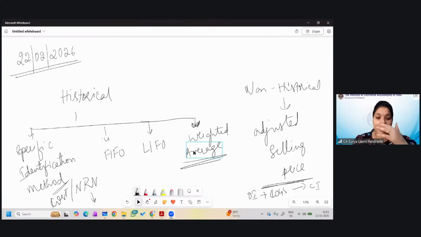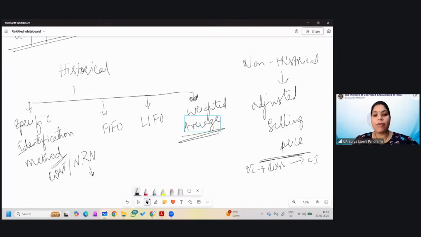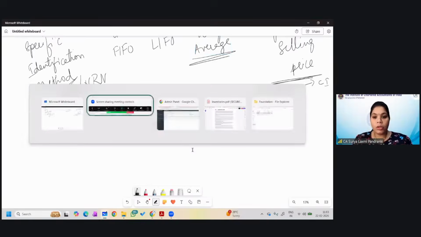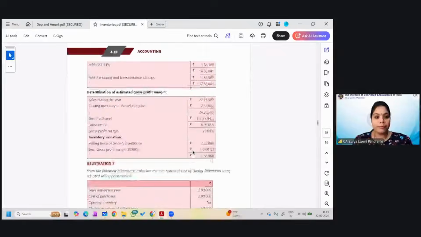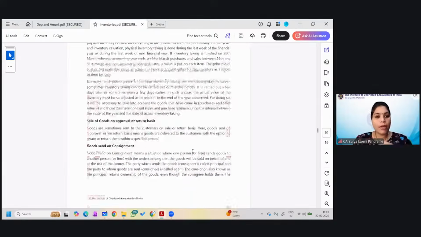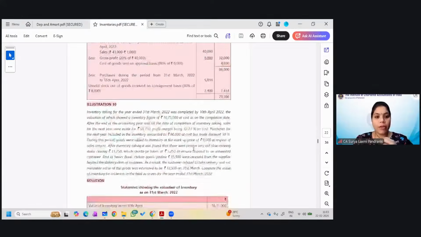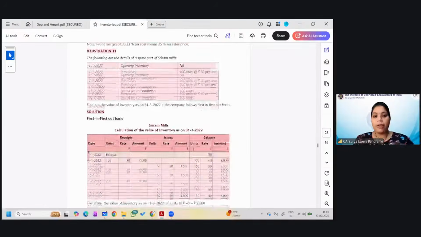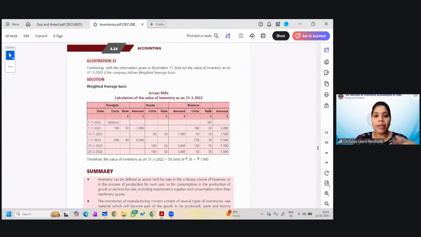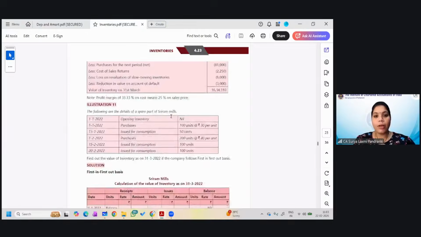So this was what we have done in the previous class about different valuation methods. And I think I asked you to do this problem, the seventh one, which was almost similar. Also I asked you to do 11 and 12. The 11th one was about the FIFO method, and the 12th one was about the weighted average method. These two are almost the problems that we have done before, so I asked you to do them. Hope you all have done that.